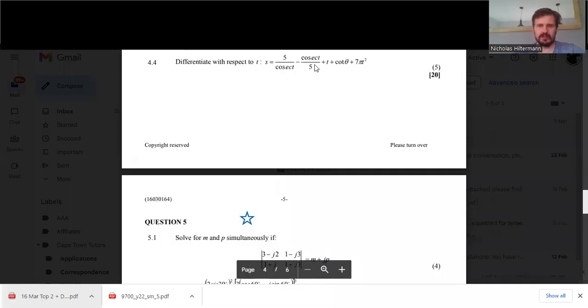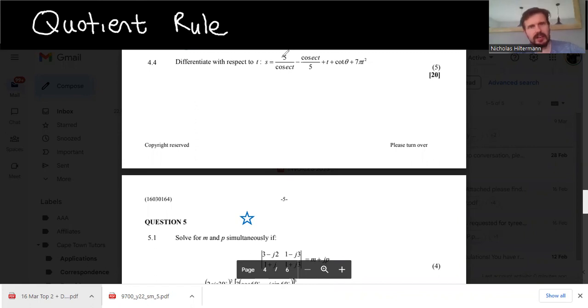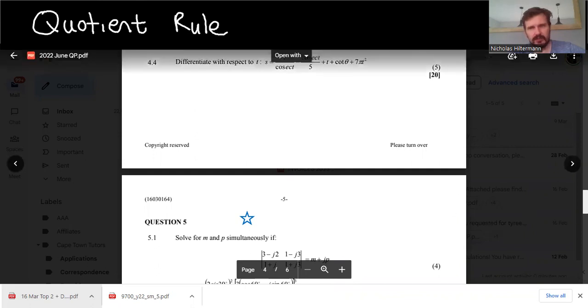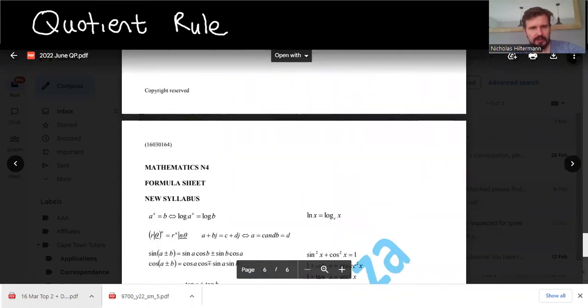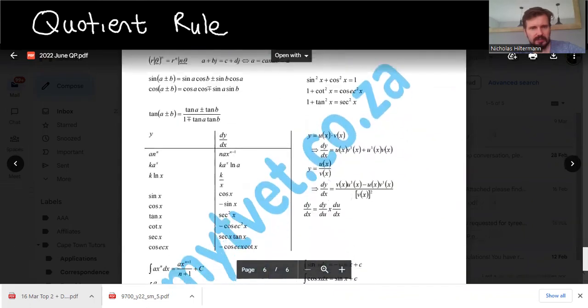Okay, so now we're going to do an example, an exam question where you would use the quotient rule. Whenever you see 5 over cosec t, that could be the quotient rule. I'm also going to show you how that might be done quicker using the chain rule.